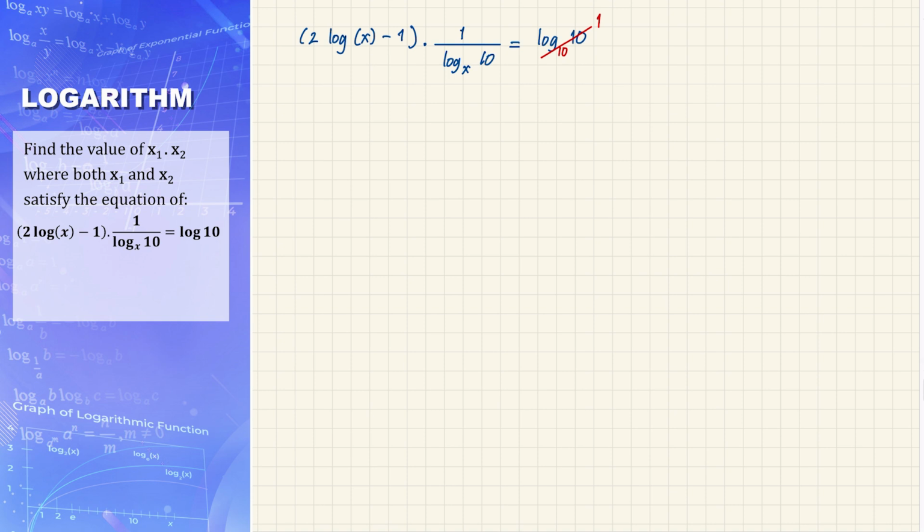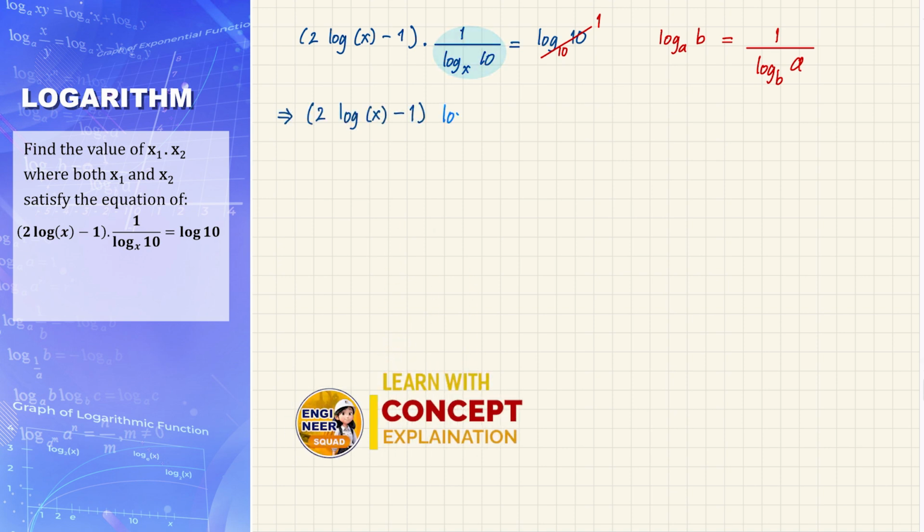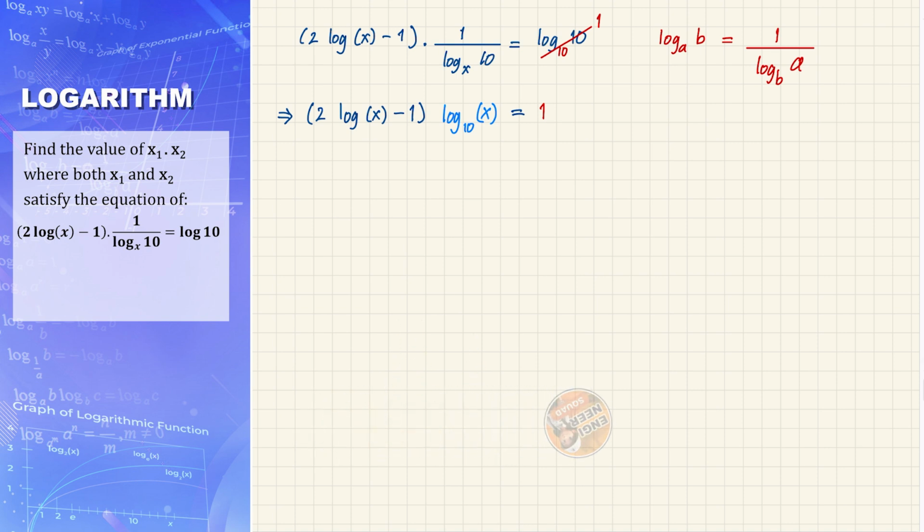Then, we will simplify the fractional factor. Please remember the properties of logarithms. Base a, logarithm of b, is equal to 1 over the logarithm of a with base b. Thus, the equation will become the base 10 logarithm of x can be simplified into logarithm of x.